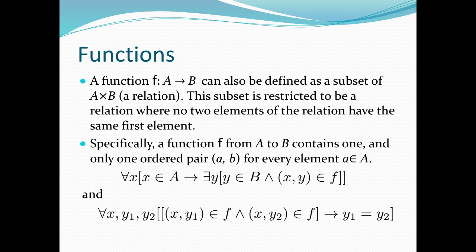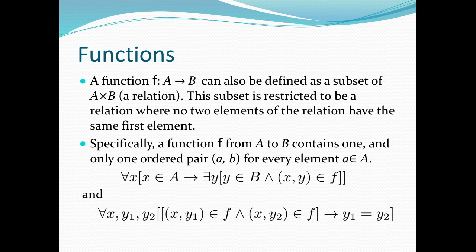So a function A to B can also be defined as the subset of A multiplied by B as a relationship. And this is basically specifying sometimes I could have a small subset of the set A, and this subset, small elements, are mapped to the set B.